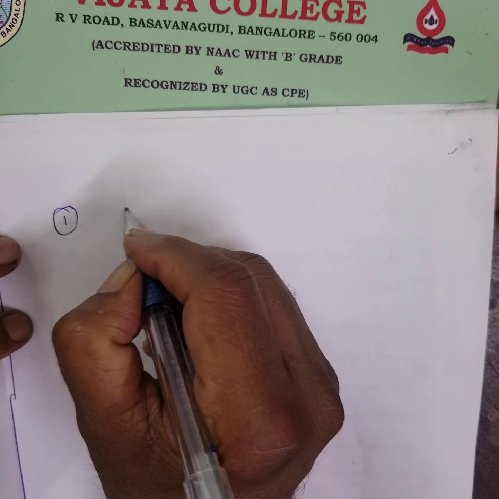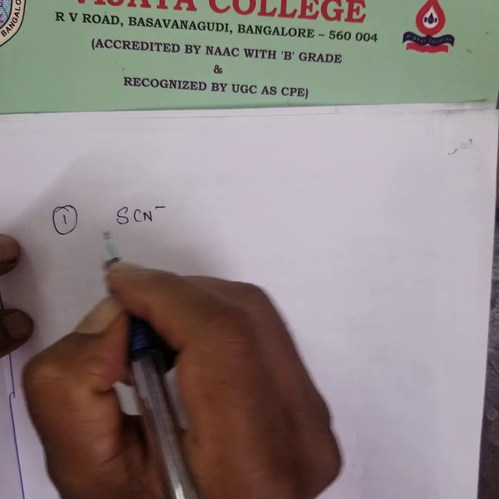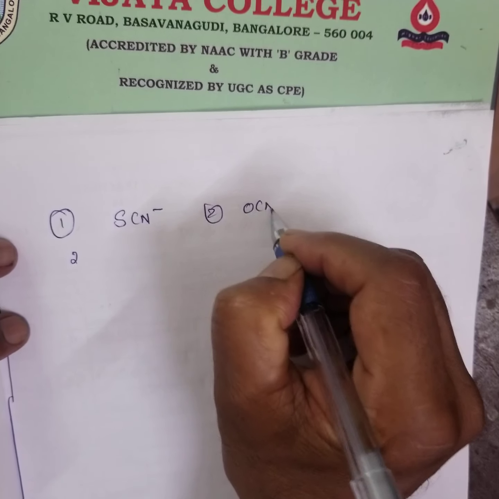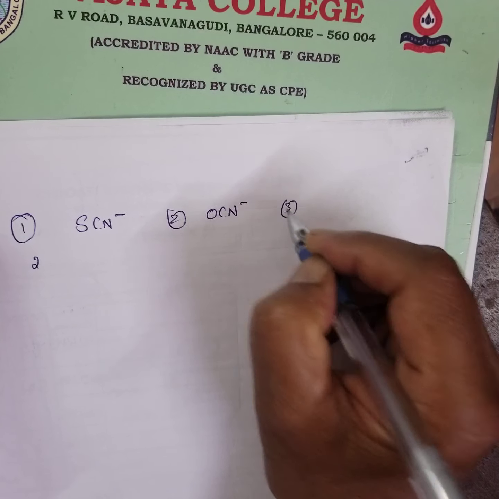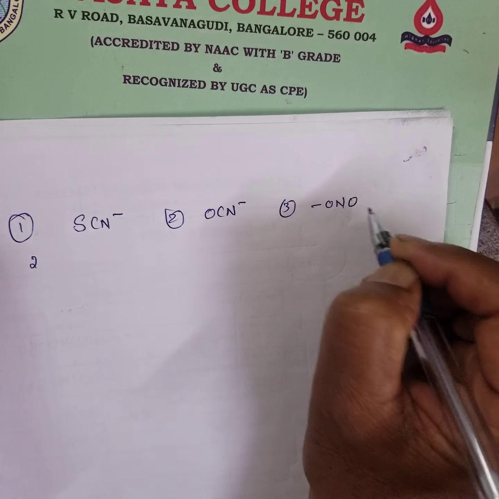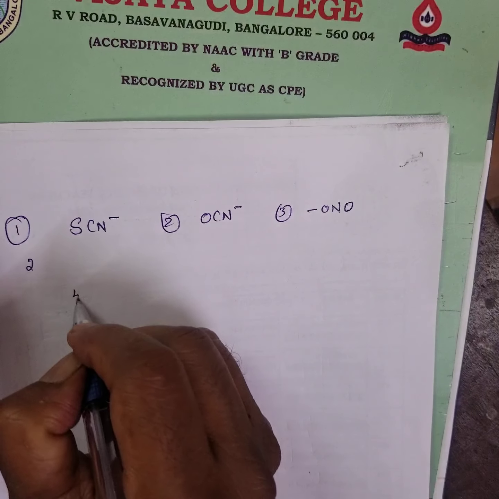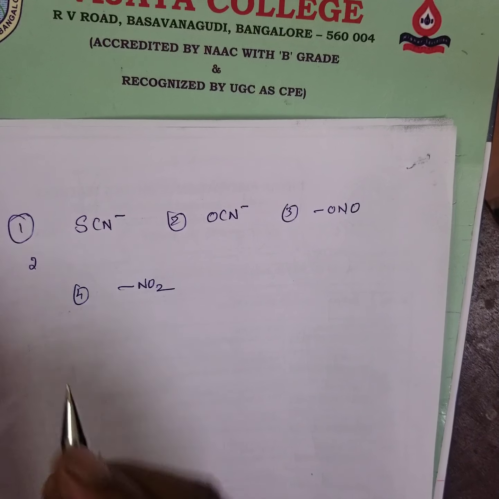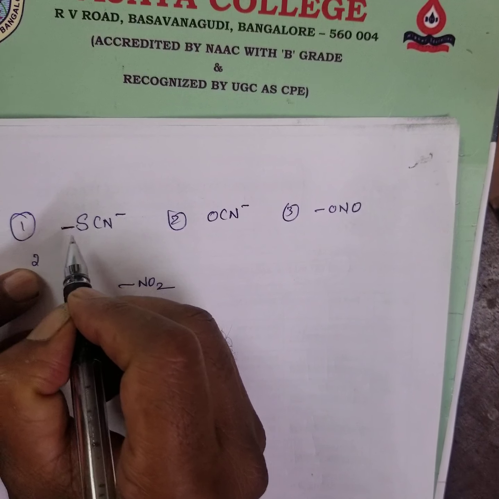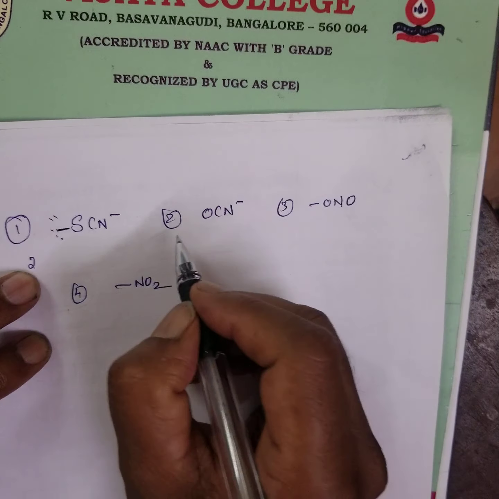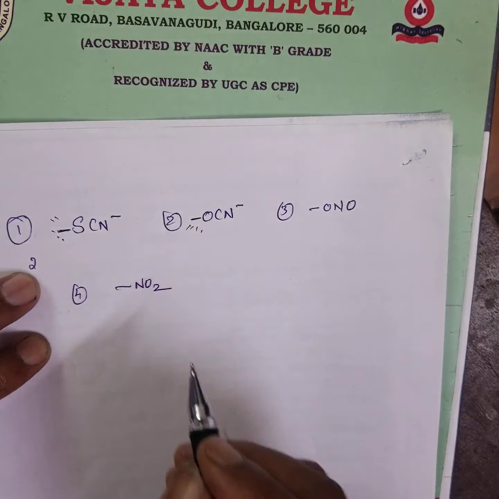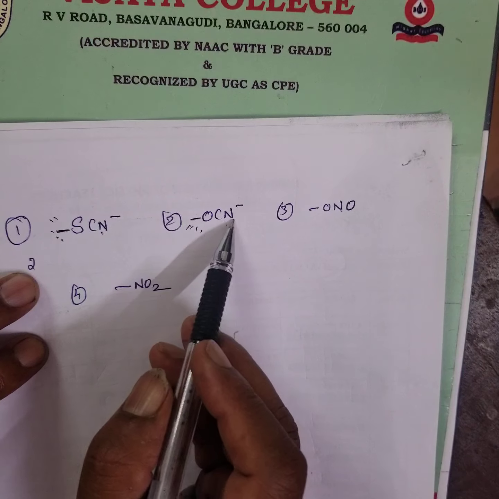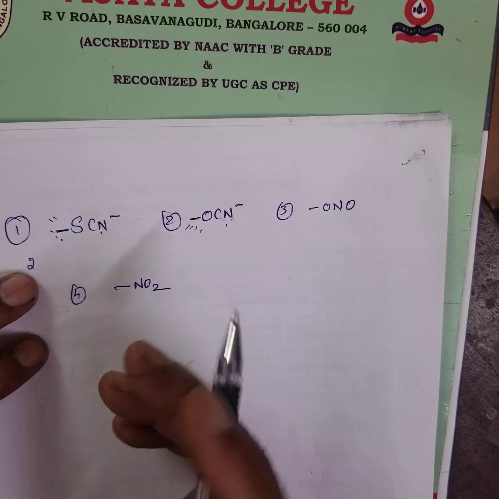Just let us test. 1, 2, OCN, 3, ONO, 4, NO2. Now here sulfur is the donor. Now here oxygen is the donor. The questions are, is the cyanide not a donor? Now it has become a confusion.